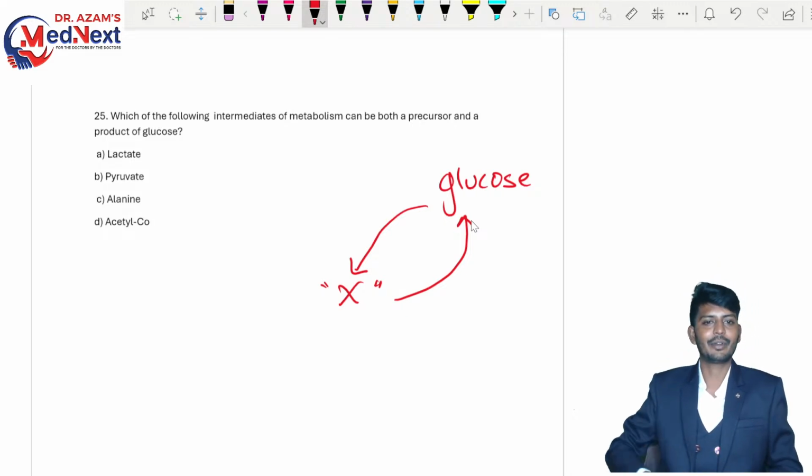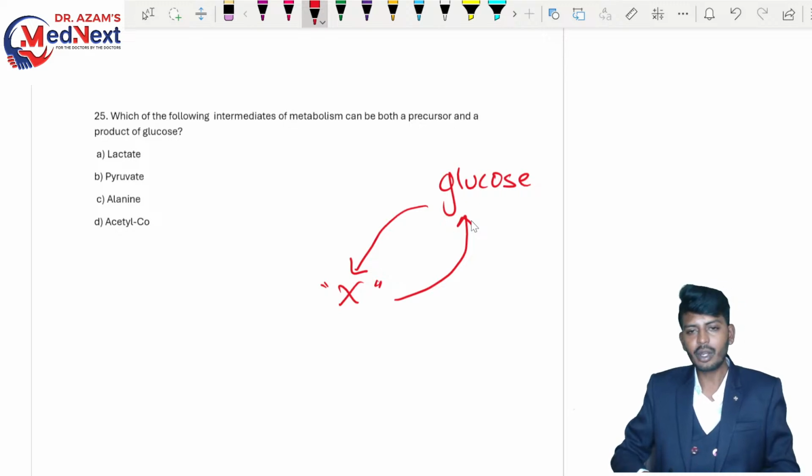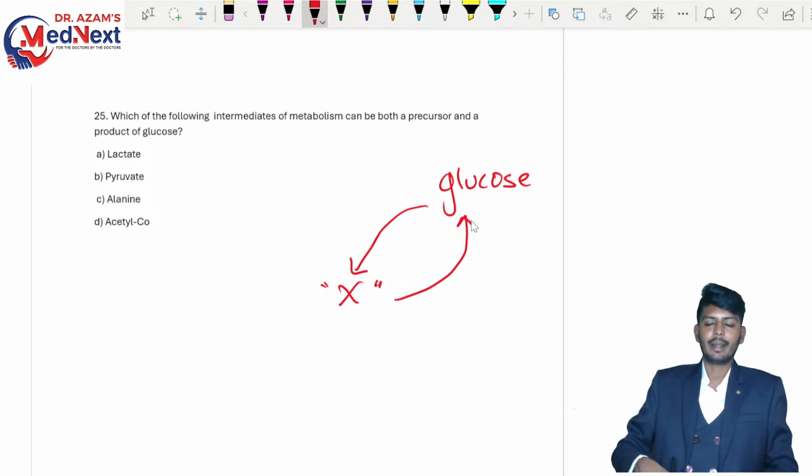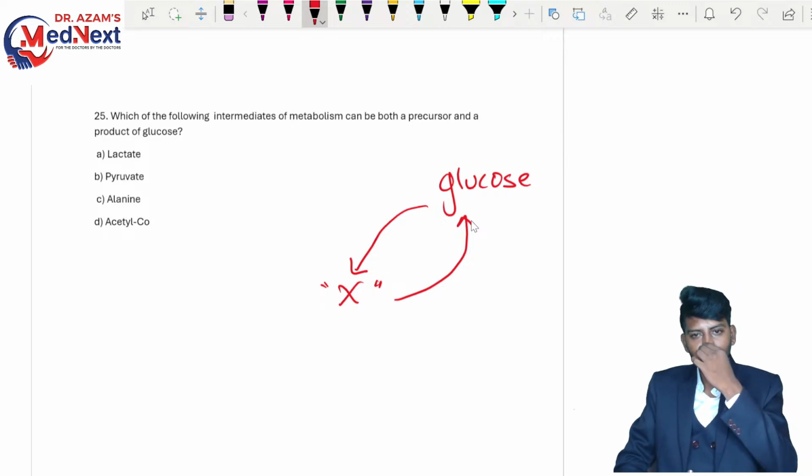Wow, good question. Let's look at the options: lactate, pyruvate, alanine, acetyl coenzyme A. Lactate, pyruvate, alanine. Please remember these, pyruvate and lactate. So it can be both a precursor and a product of glucose.